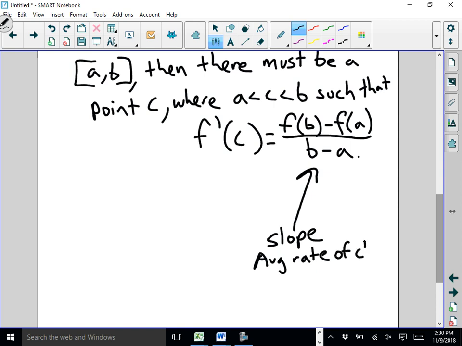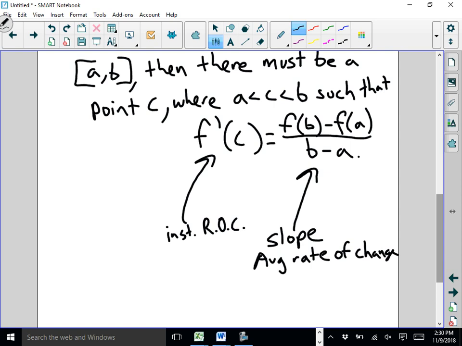So what the mean value theorem is saying is there must be one point where the instantaneous rate of change, right? A derivative is an instantaneous rate of change. There must be some point in there, at least one, there might be infinite, but there needs to be at least one point where the instantaneous rate of change matches the average rate of change.